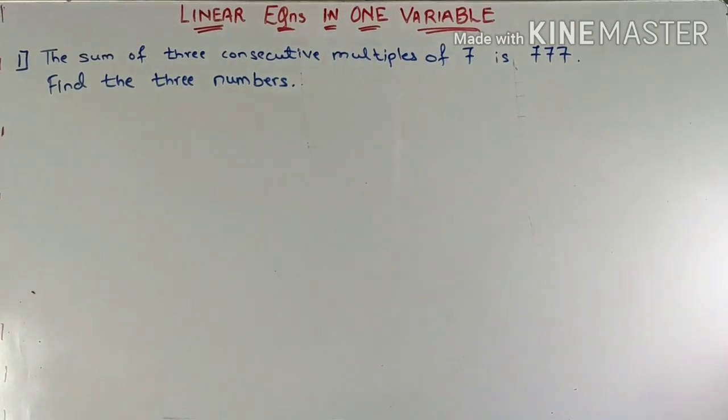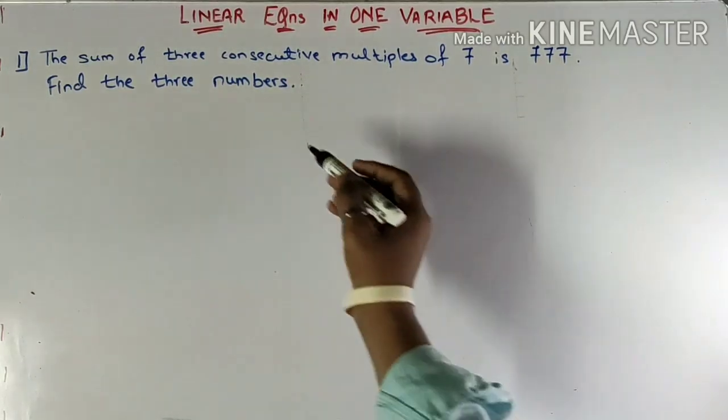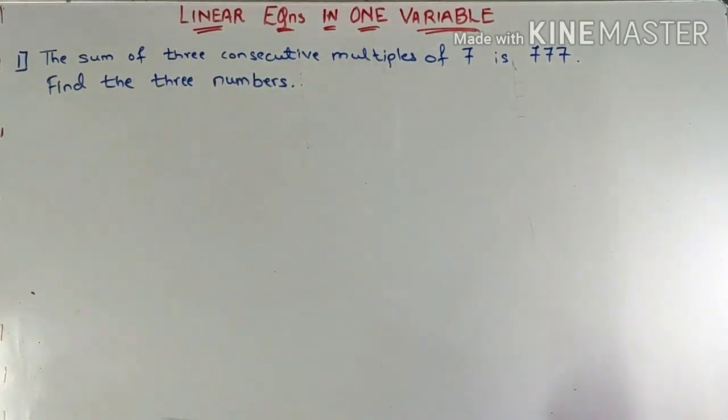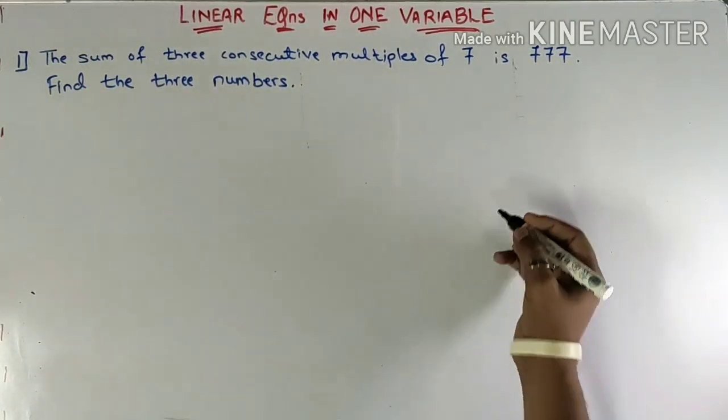So the first problem for the day: the sum of three consecutive multiples of 7 is 777. Find the three numbers. Let us first understand what this means. We need to understand the problem first. Three consecutive multiples of 7.